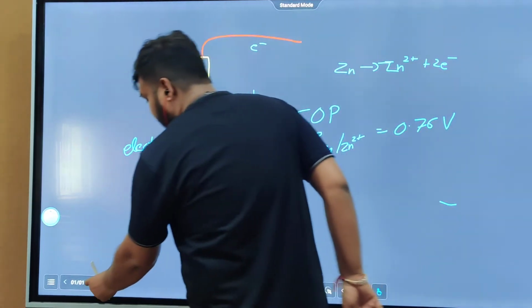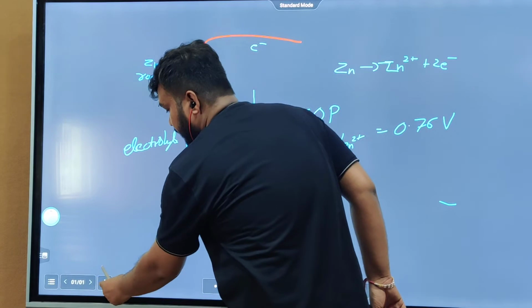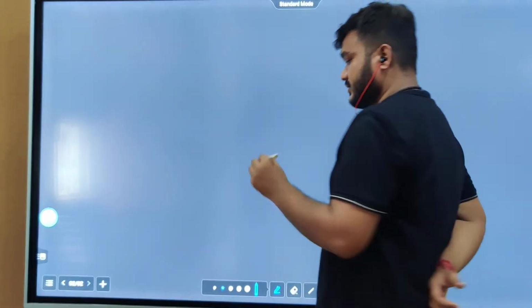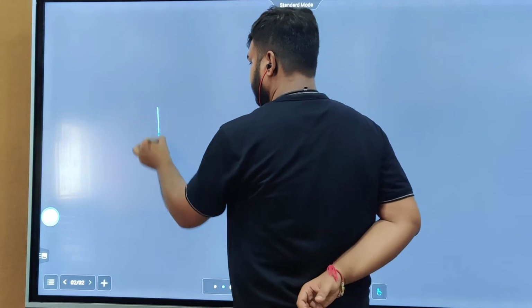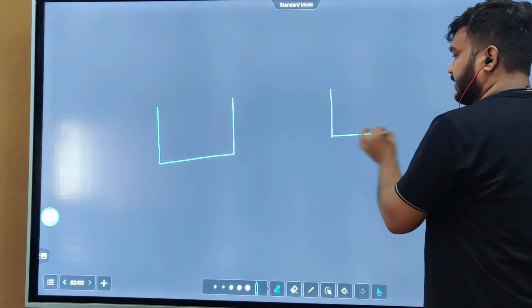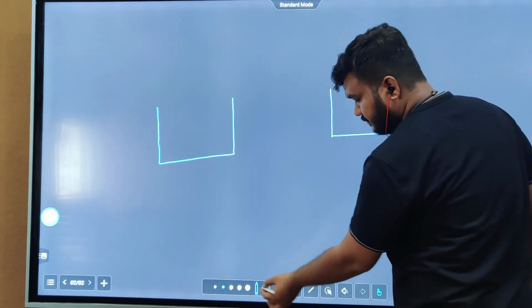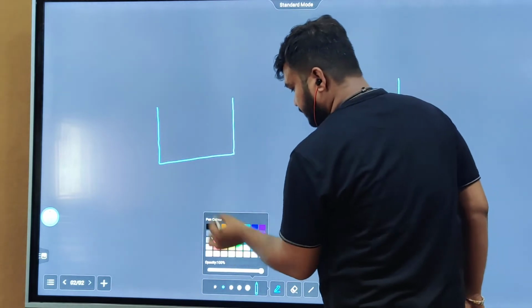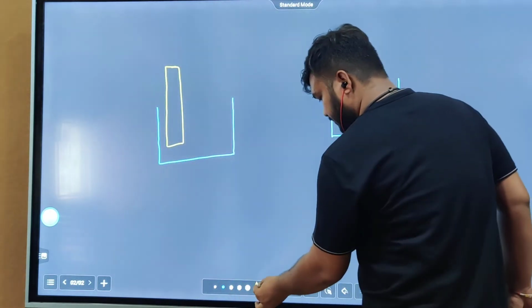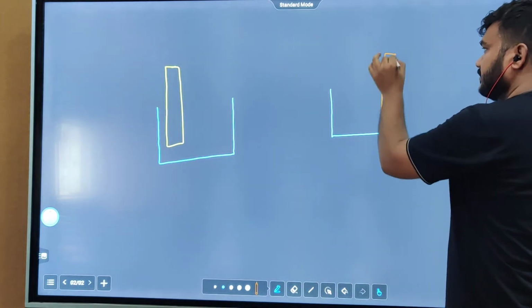Now we have made an oxidation half cell as well as the reduction half cell. Now what will we have to do to make a complete cell? Okay, we have to attach both of them. So let us try to do that. I have taken the two materials. A zinc rod, and a copper rod.